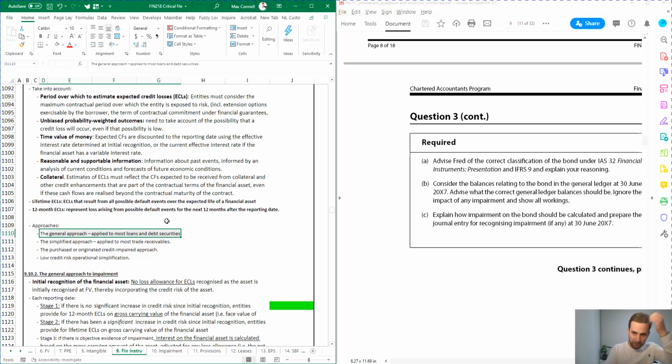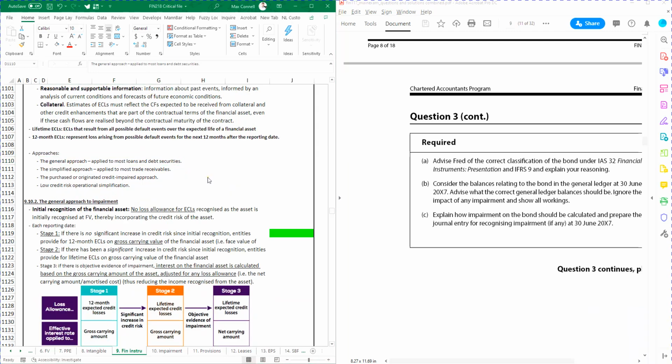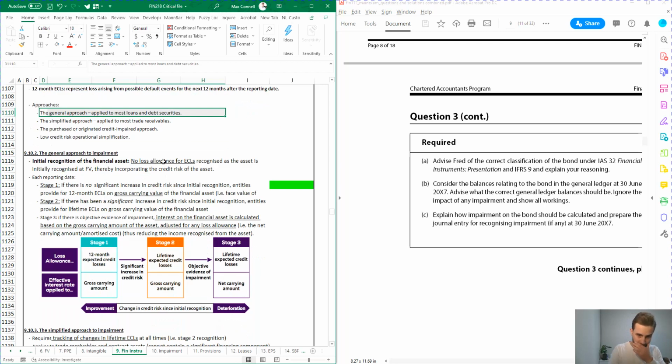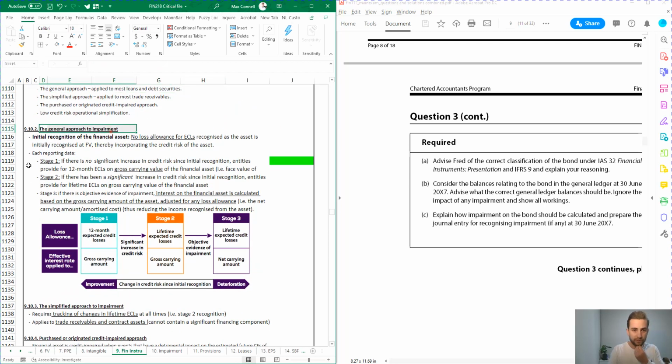And there's no information in the question to suggest that this is a low credit risk entity. So you can see the fourth option here is actually that option of simplifying it if it is a low credit risk, so we can rule that one out. The other ones, well, it's not a trade receivable, so the simplified approach wouldn't be applicable here. And the purchased or originated credit impaired approach isn't applicable here either. So by ruling out the other ones, we know that the general approach is the most applicable one.